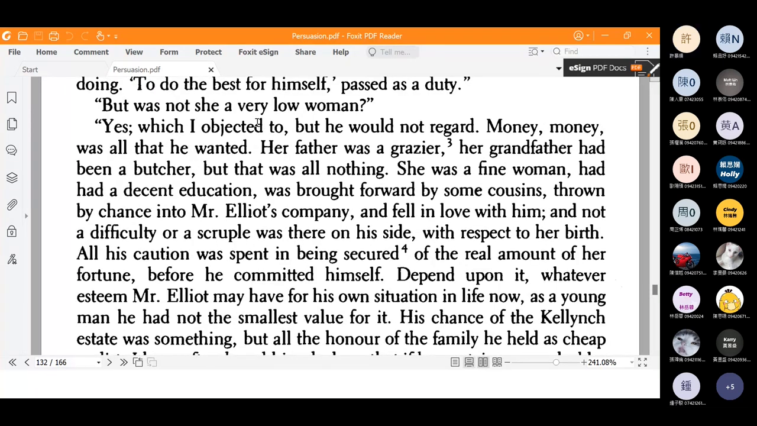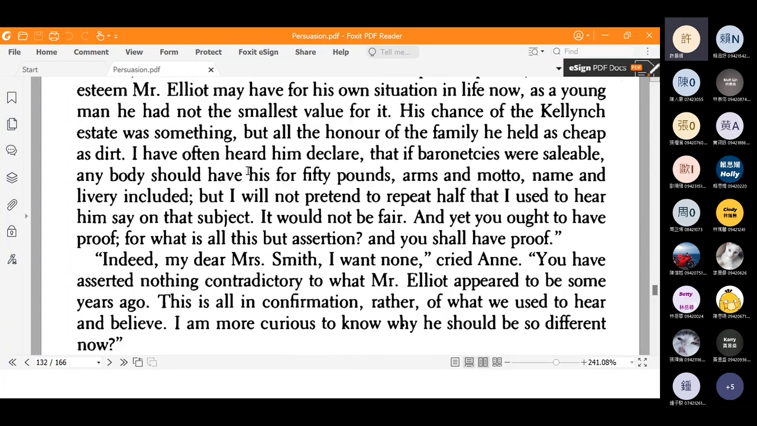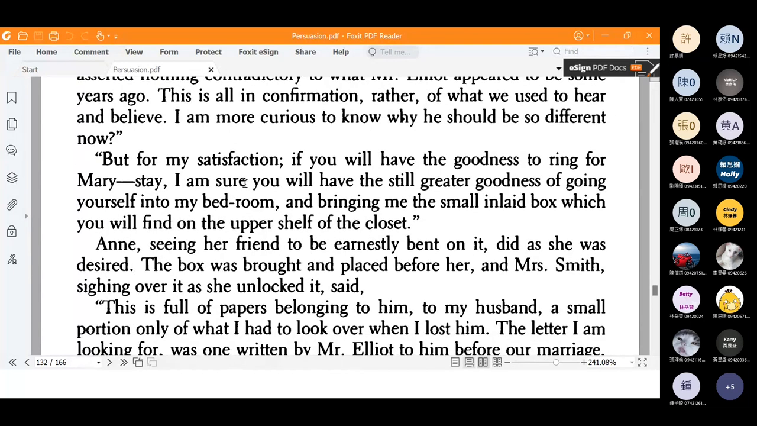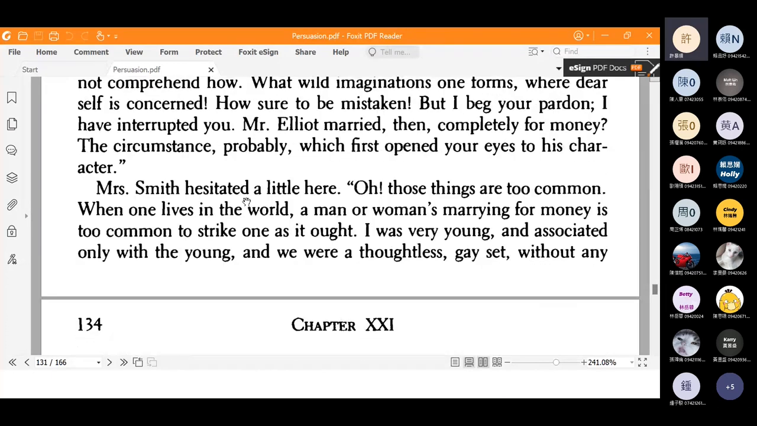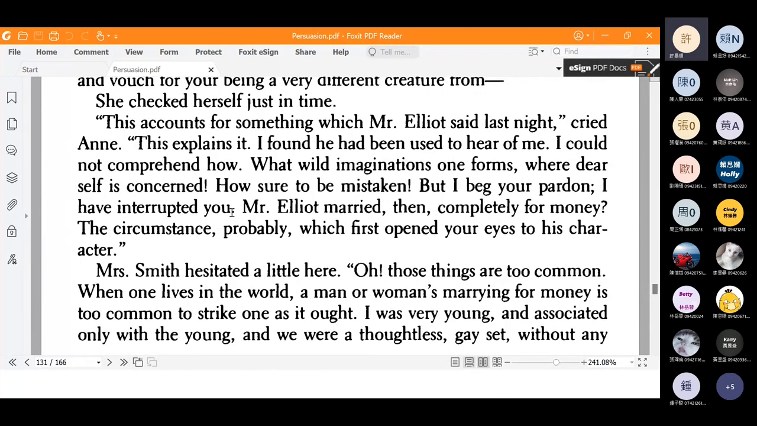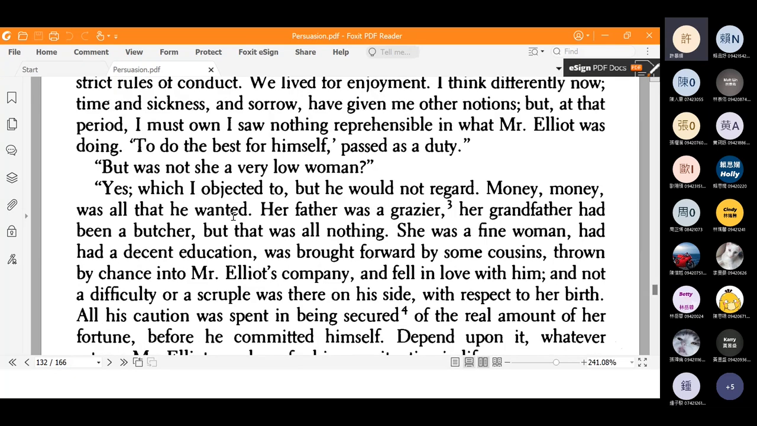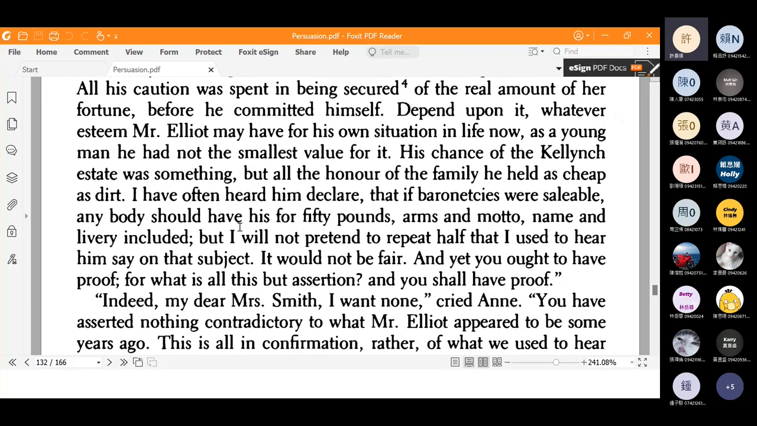And he also got Mr. Smith to spend money with him. And because Mr. Elliot was so much richer than the Smiths at that time, this kind of lifestyle and behavior brought the Smiths to ruin.